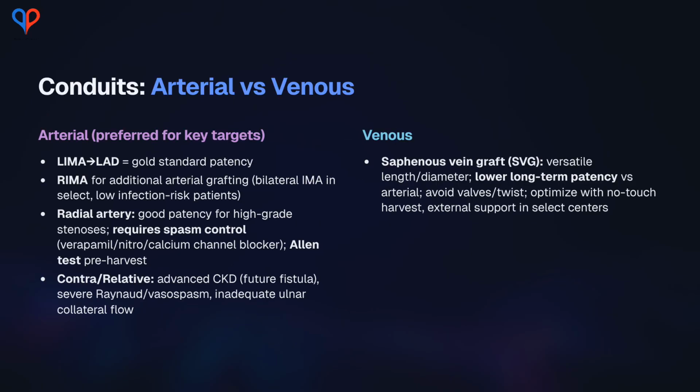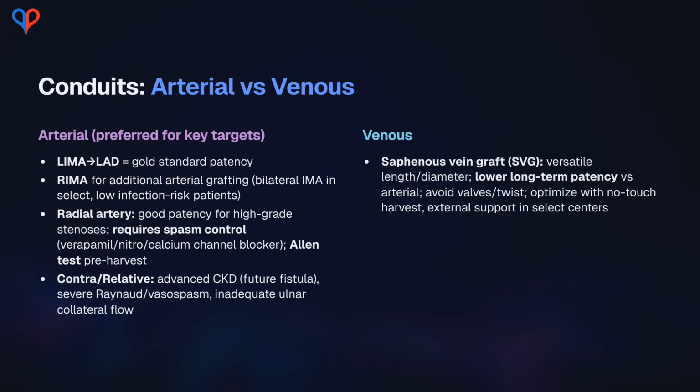Among conduits, LIMA to LAD exhibits the most favorable long-term patency profile and is routinely prioritized. Additional arterial options include the right internal mammary artery and the radial artery. The radial has the best patency when the target coronary has high-grade stenosis, approximately greater than or equal to 70 to 80%, which minimizes competitive native flow and reduces the risk of graft occlusion. Always confirm adequate ulnar collateral flow and guard against spasm.